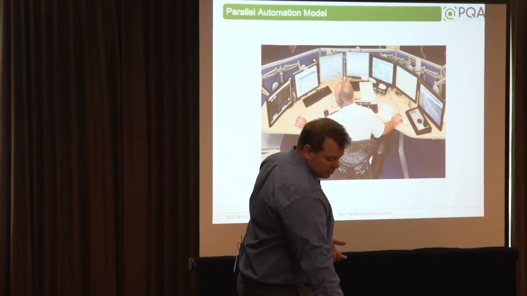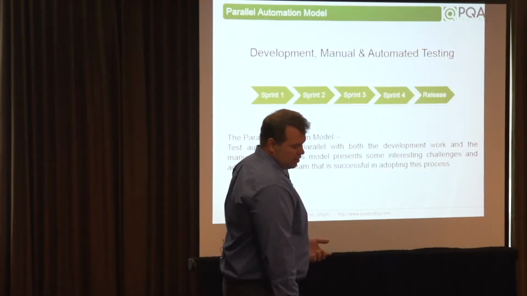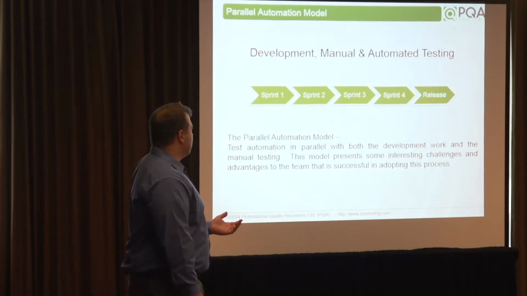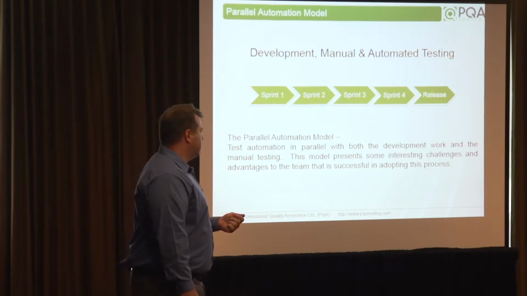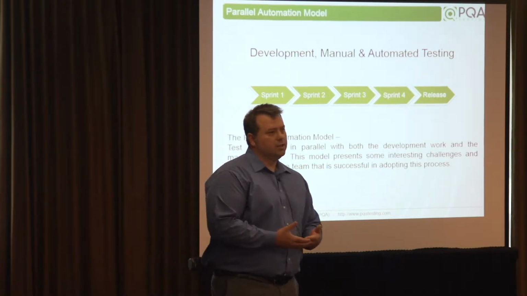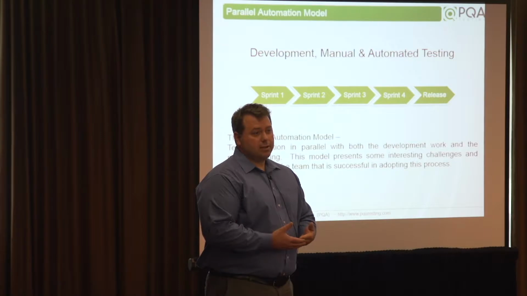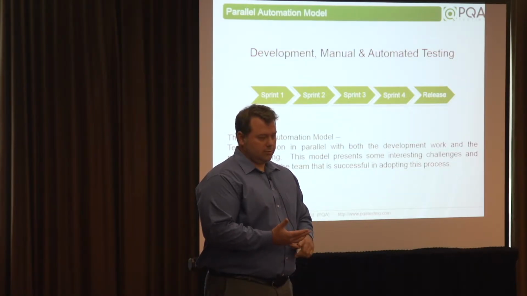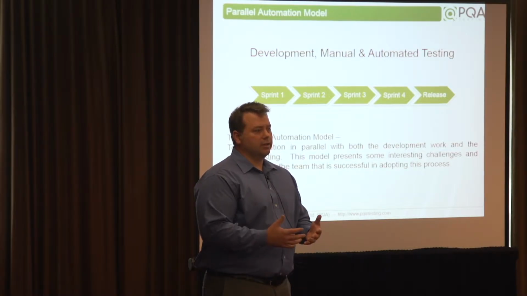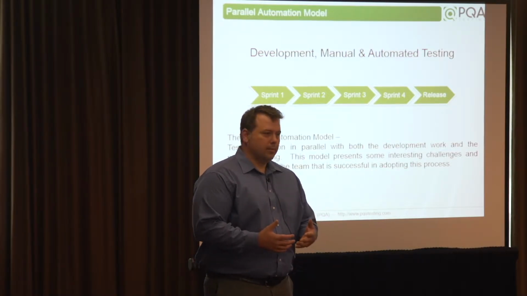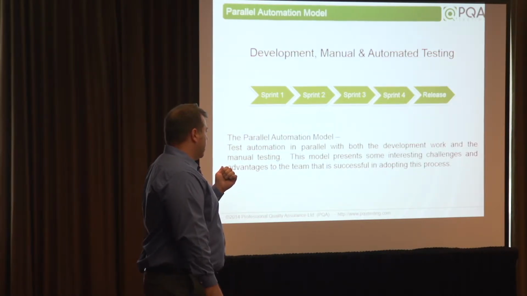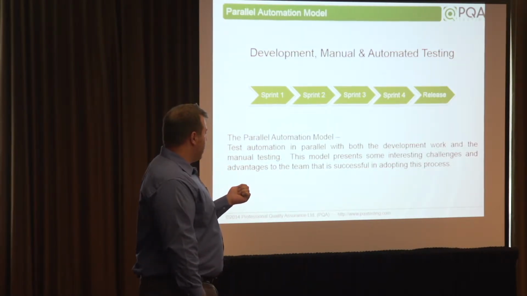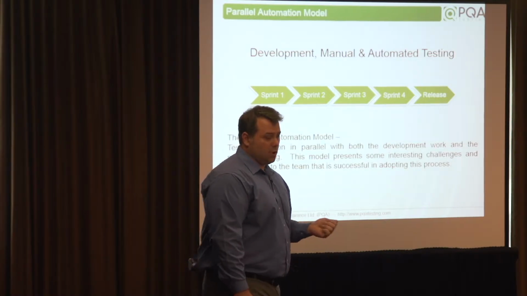So with respect to this image, as it references the parallel automation model, let me describe the model. What we're talking about is doing test automation at the same time as you're doing development and manual testing, so having that all happen in the same sprint. I'm going to go into it a little further, but I want you to think about the challenges and the benefits of this model.